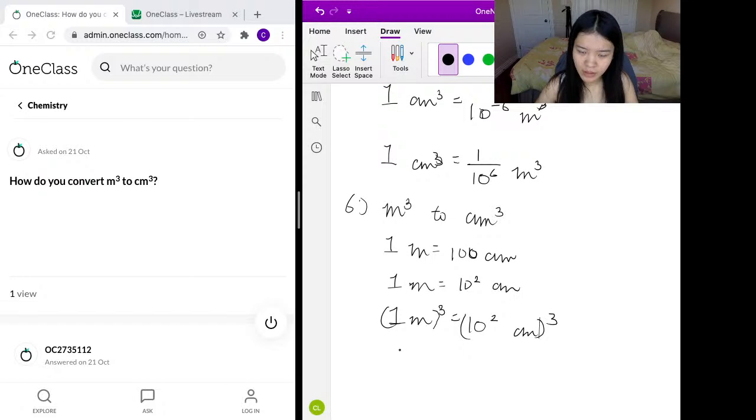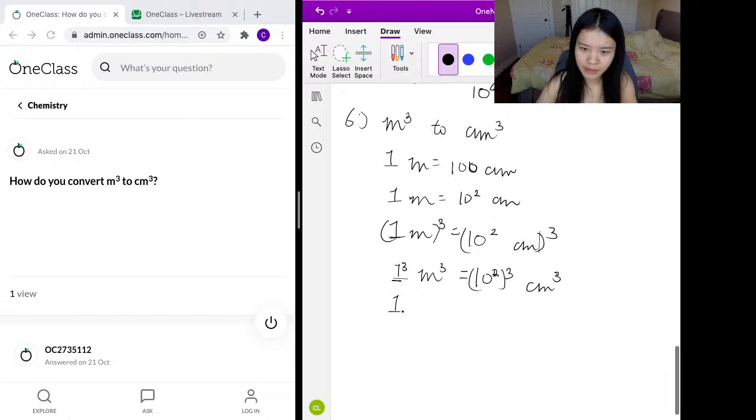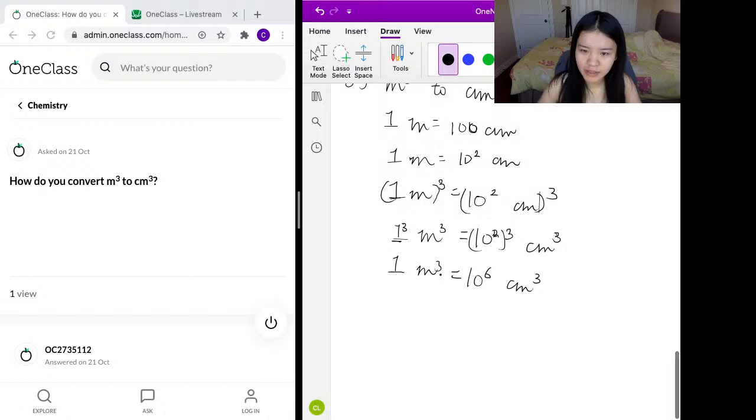We know that 1 cubed is just 1, and the meters cubed is meters cubed. And then 10 to the power of 2 cubed centimeters cubed. 10 to the power of 2 cubed is 10 to the power of 6 centimeters cubed. So we know 1 meters cubed is equal to 10 to the power of 6 centimeters cubed. Or, in other words, 1 meters cubed is 1,000,000 centimeters cubed.